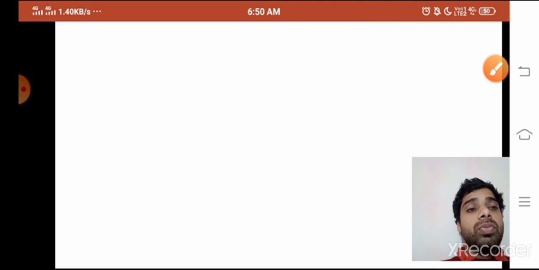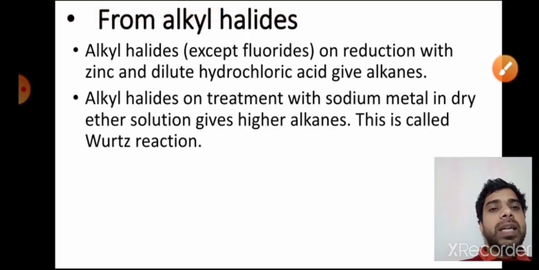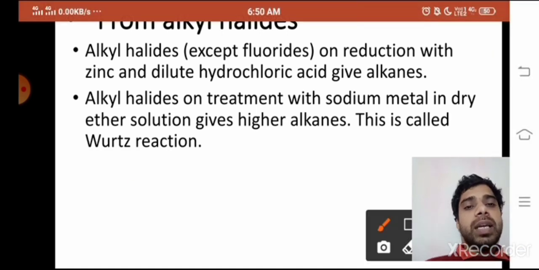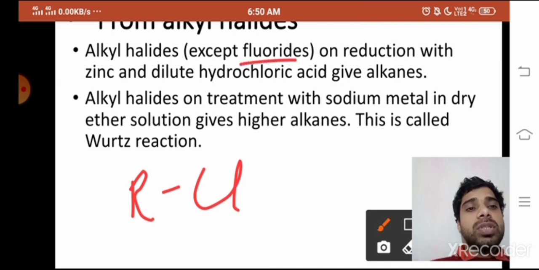Okay, so alkyl halide, except fluoride, which I have not written, on treatment with zinc and dilute hydrochloric acid gives alkane. So if I take RCl, fine, but F is not possible. The high electronegativity of fluorine forms a strong bond with R, and it is not easy to break that type of bond.